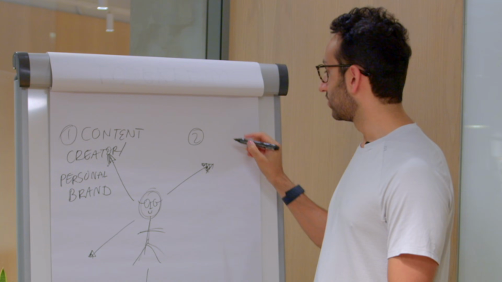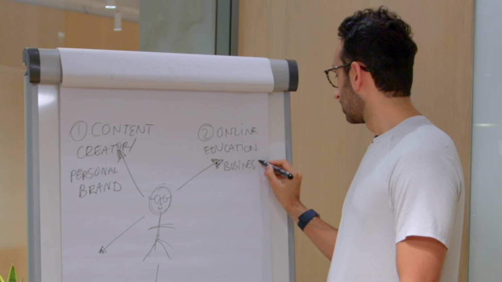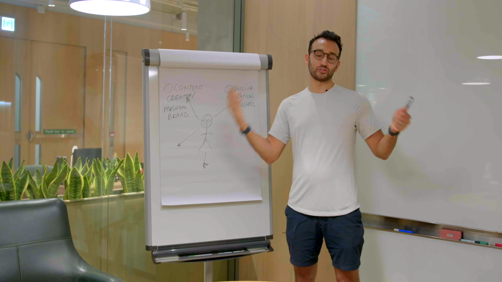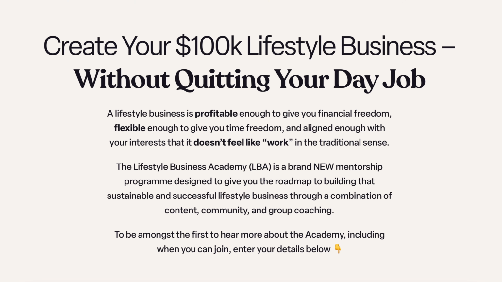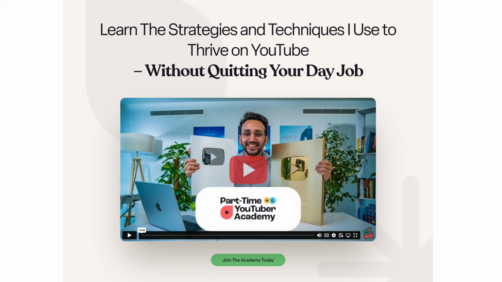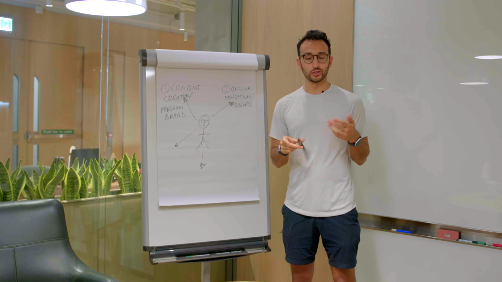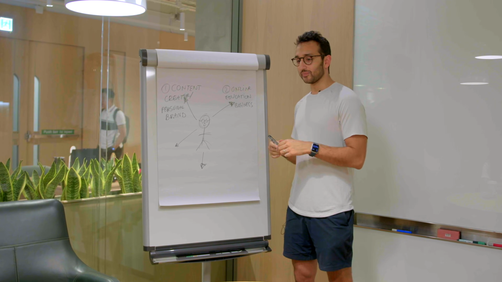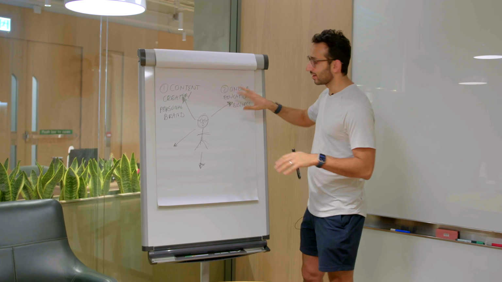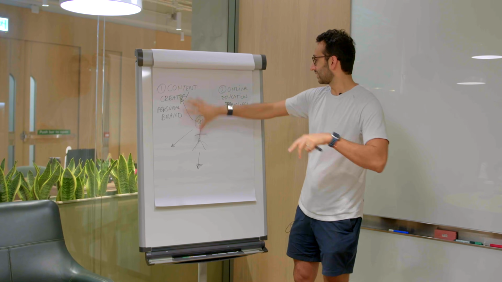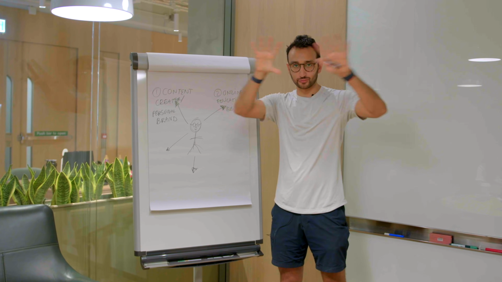Then we have strand number 2, which is the online education business strand. We have basically 2 small online education businesses within our portfolio, me and my wife. One of them is our Lifestyle Business Academy, where we help people start and grow lifestyle businesses that get you to financial freedom. The other is our YouTuber Academy, which has been running for the last 5 years, where we help people start and grow YouTube channels if you're into that sort of thing. Each of them has their own team, but I'm still very involved with them, and my wife is getting increasingly more involved. That's the 2nd strand of the portfolio of stuff that we do.